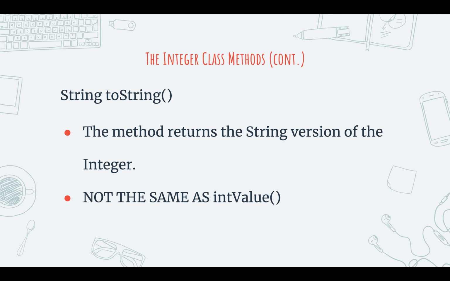Speaking of the Object class, we also have another method that is inherited from the Object class. It's the toString method, and what this does is return the integer as a string version. It's not the same as the intValue method, because what did the intValue method return? It would return the integer primitive type as the return type, whereas the toString method returns a string. Those are two different things. The toString method returns a string, like it says in the method name, but the intValue method returns an integer.